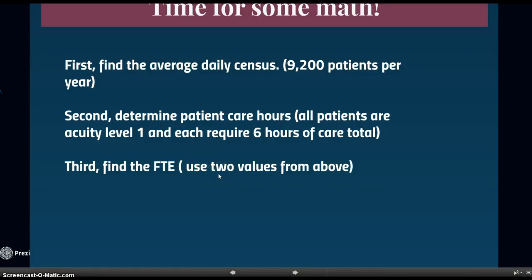Okay, so first we have to find the average daily census. So this is if you were to be scheduling ahead of time to find out how many nurses you need, dependent on what the daily census is, and we're looking at an average. So I just came up with a random number. Say we have 9,200 patients per year on our unit. So you're going to take the 9,200 and divide it by 365 days in a year.